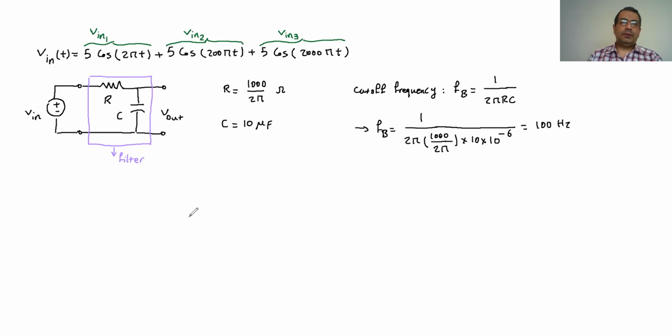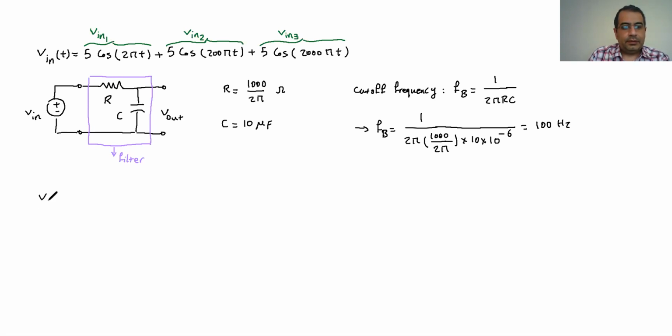Remember, if we have a signal in the time domain, we want to decompose it into a series of sinusoidal waves, and then pass each sinusoidal wave through the filter to see what happens to it. At the end, we add the results of every signal passed through the filter together to get the output signal. So let's start with the first one.